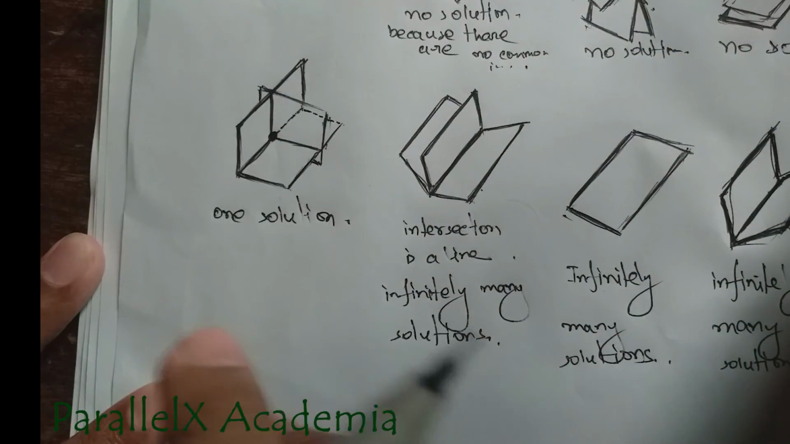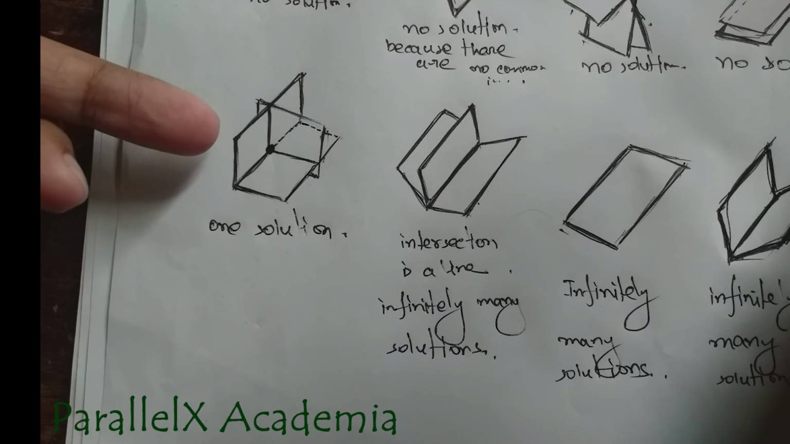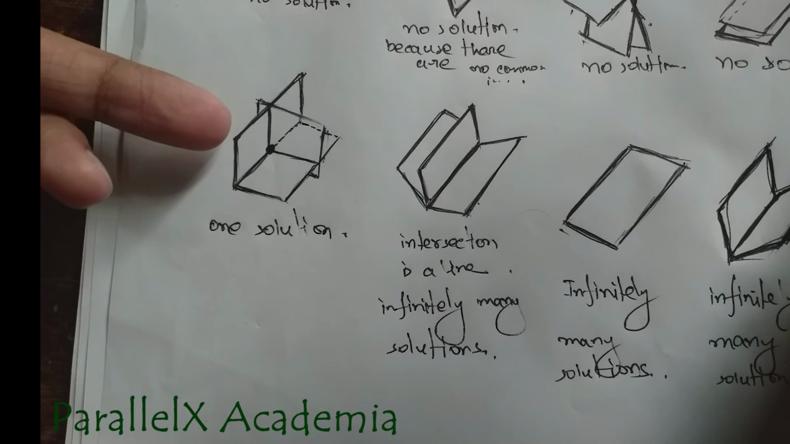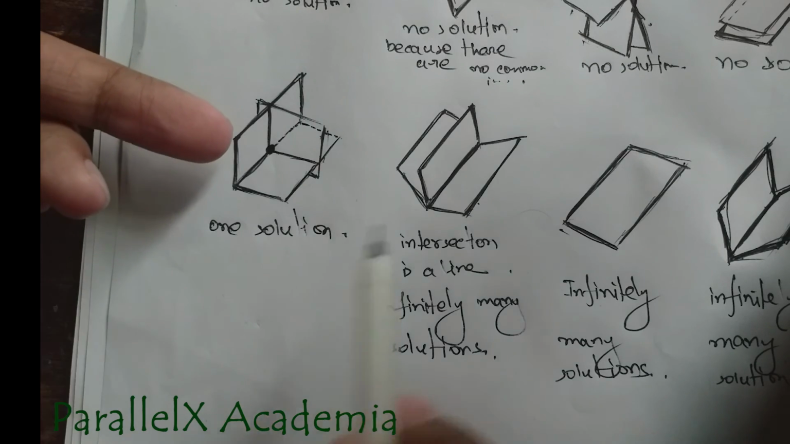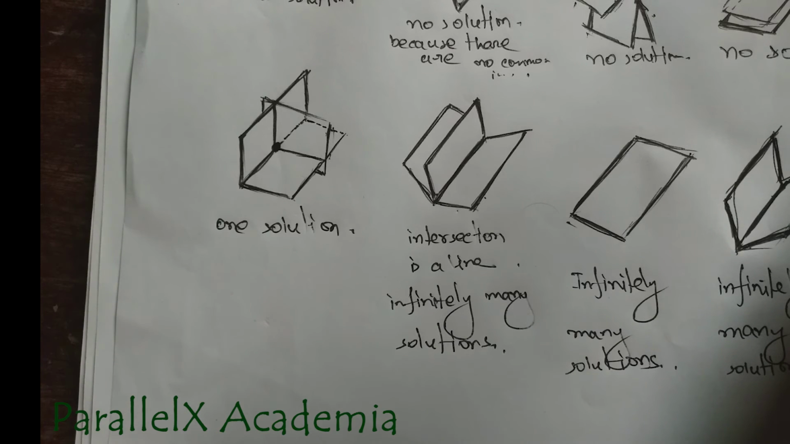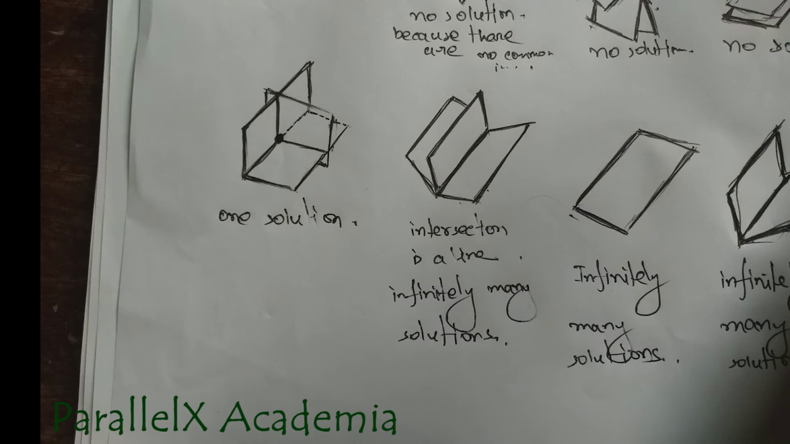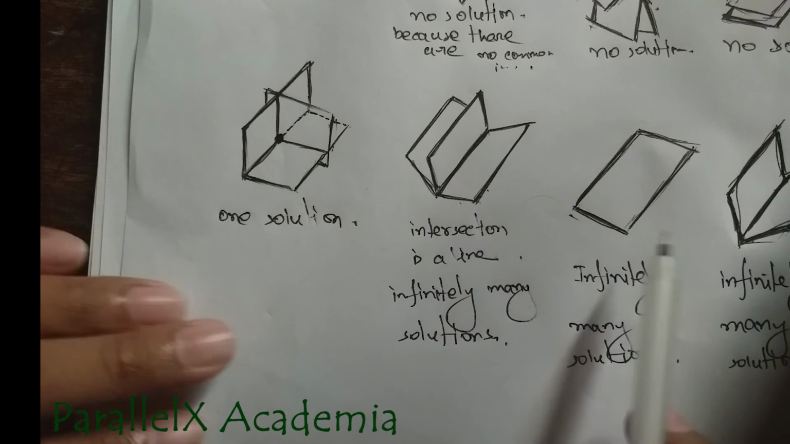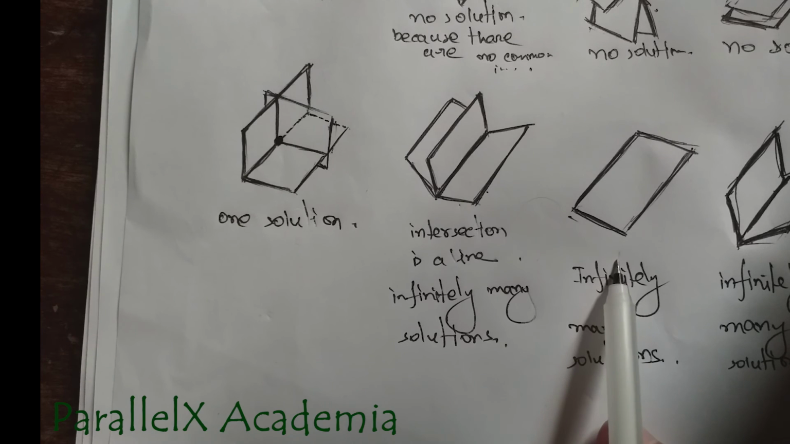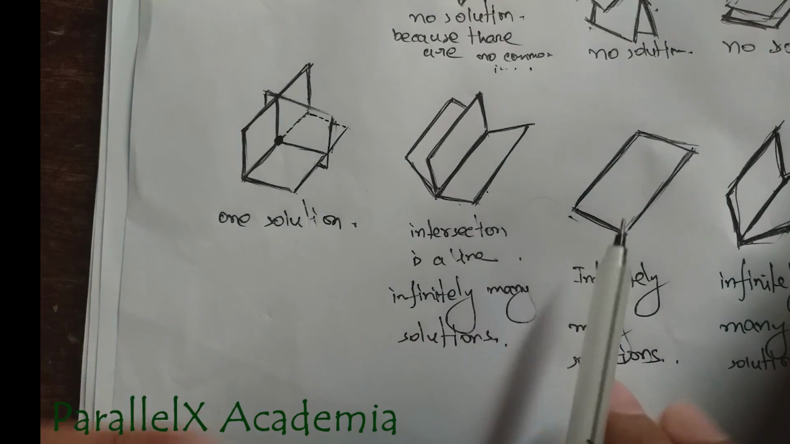But here you can see that for this case, the three planes have resulted in only one intersection point, so there is only one solution. And here the three planes have resulted in one line, so it has infinitely many solutions. And in the next case, all three planes are coincident, thus their intersection has resulted in a plane. So it also has infinitely many solutions.